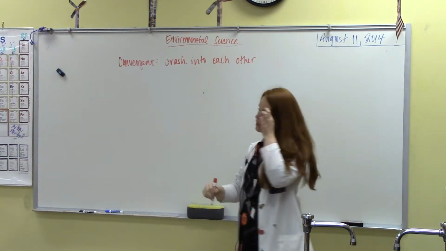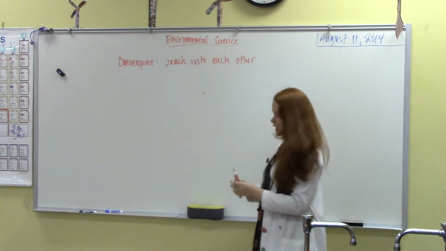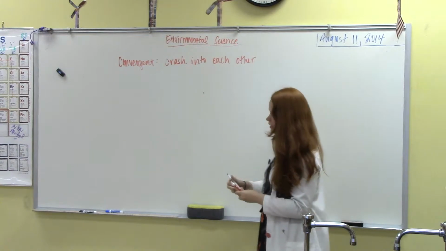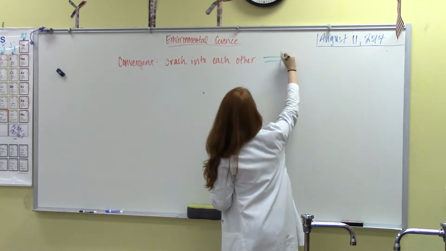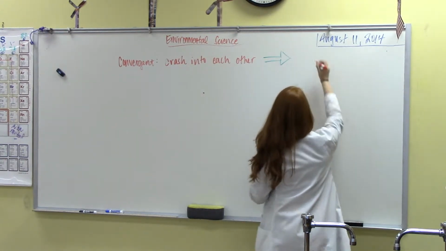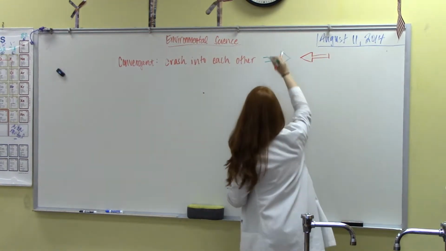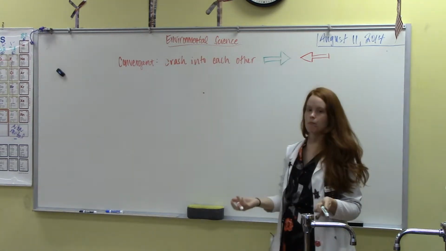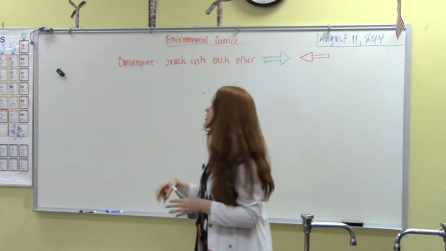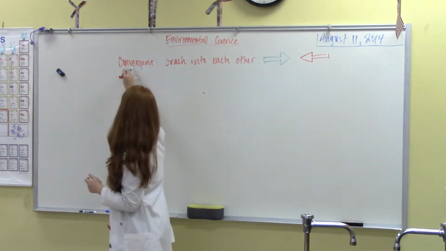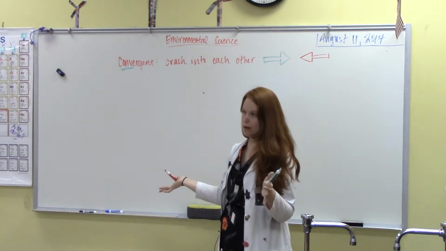I like to draw pictures, and I think I told you guys in the last video, I'm not a very good drawer, but I do my best. So I like to draw the directional arrows for this. We have two arrows pointing at each other, because this represents the two tectonic plates coming together. One way to remember that convergent means coming together, or crashing into each other, is the con part. That's one type of plate tectonic boundary.